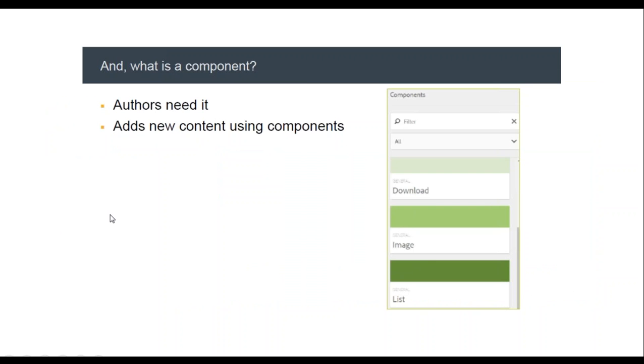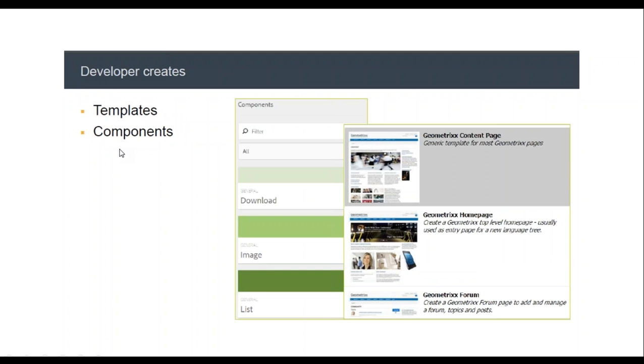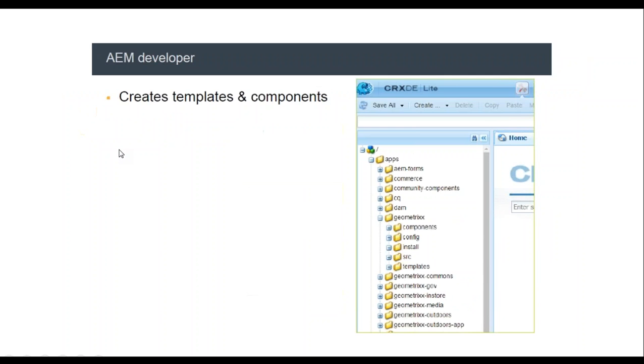Now, we'll look at a demo in a short while. So as I said, what is a component? A component is something that authors need, and they add new content using your component. And I'll show you what the component is. Again, there is one more thing called a template. A template gives you the flexibility of creating web pages easily. So you can choose a template and then easily create web pages without any help from your developers. A developer will create the templates and the components.